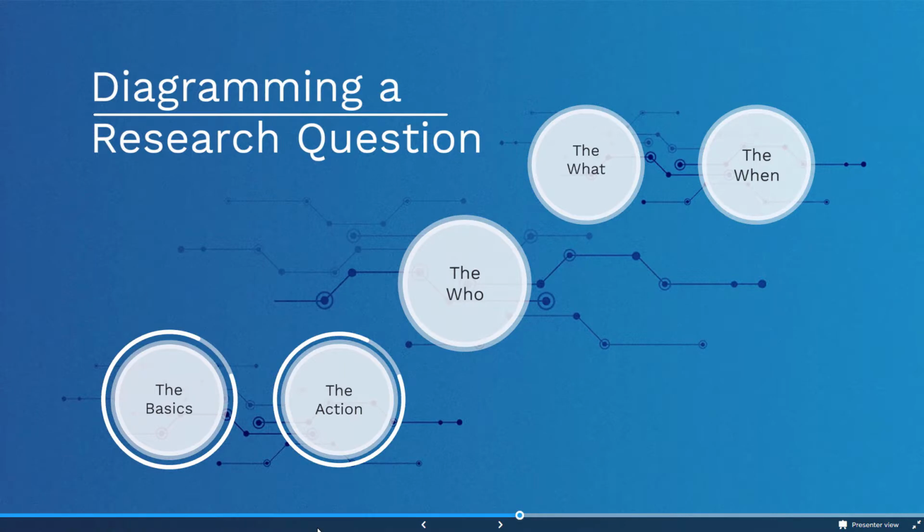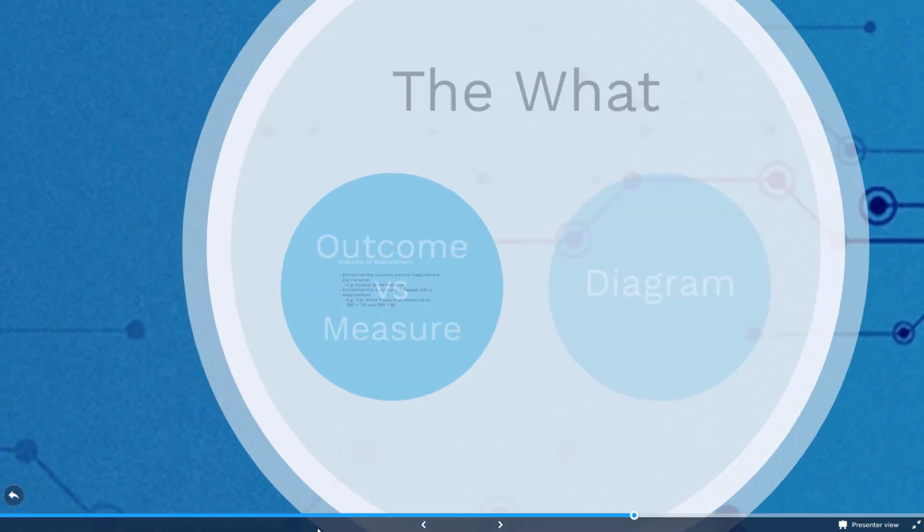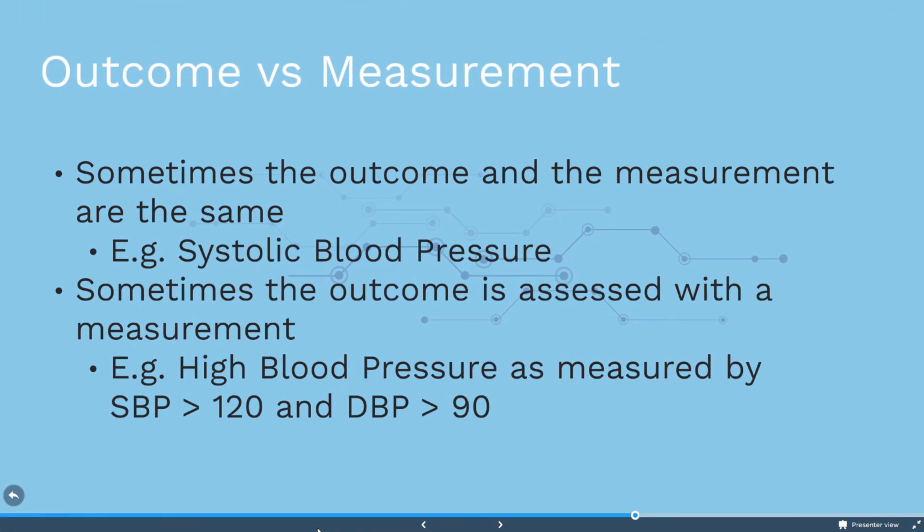So now that we know the basics, the action, the who, now we have to get to the what. So outcome versus measure. We said here improves walking. Sometimes the outcome and the measurement are the same. So systolic blood pressure. You could want to improve systolic blood pressure. The measure that you take is your outcome measure. But sometimes the outcome is assessed with a measurement.